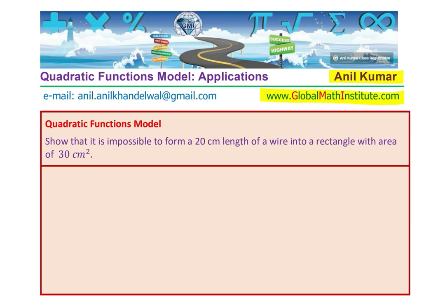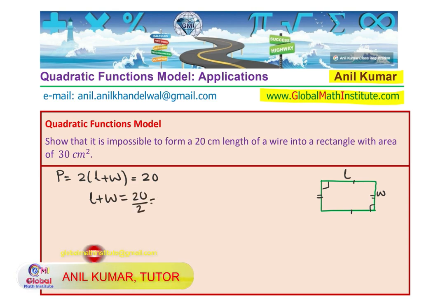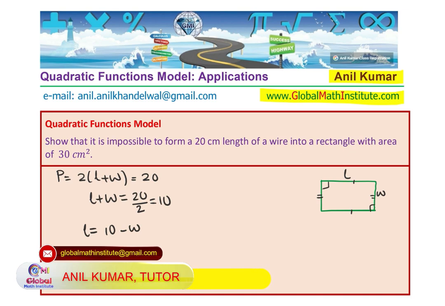Well, let's begin by sketching a diagram of a rectangle. Let's say we have a rectangle of length L and width W. We are given that the wire is of 20 centimeter length, which means the perimeter will be 20 centimeter, right? Rectangle means opposite sides equal and at 90 degrees. Perfect. So the perimeter, which is twice length plus width, should be equal to 20. Or we can say that length plus width is equal to 20 divided by 2, which is 10, and length is 10 minus width. Perfect. So we have one relation.